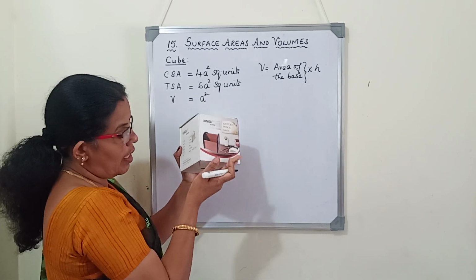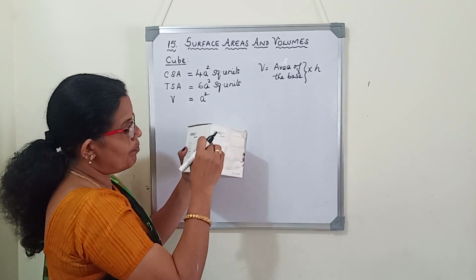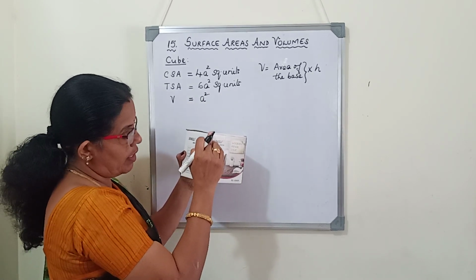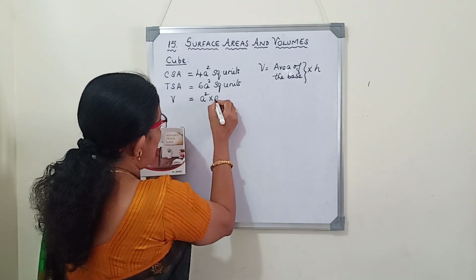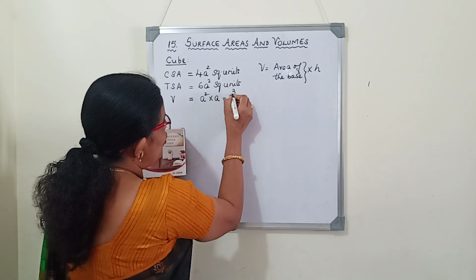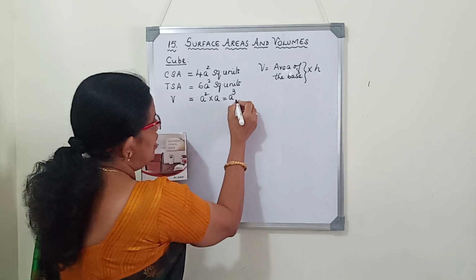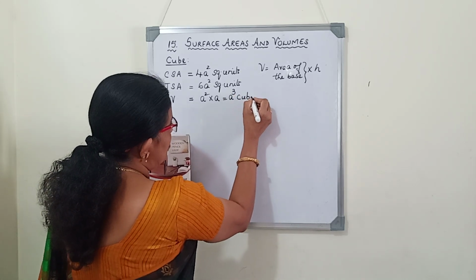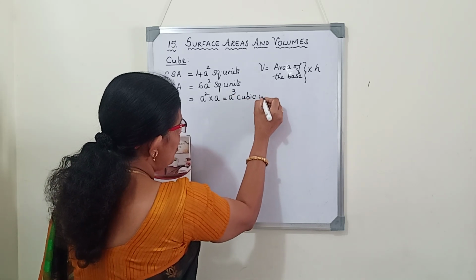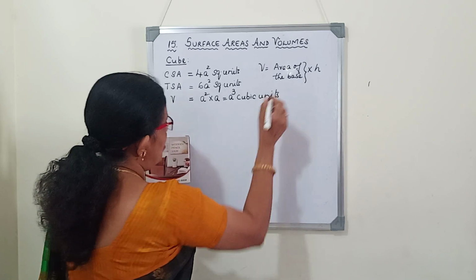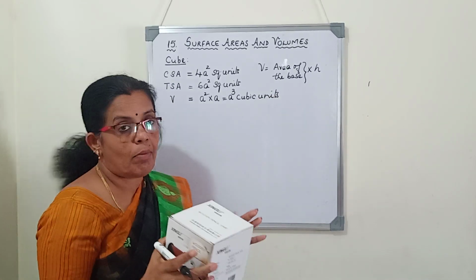a squared is the area of the base as it is a square. The edge of the square is again a, so a squared into a. Volume is a cubed, as we have 3 measurements. The unit is cubic units. So that's about the cube.